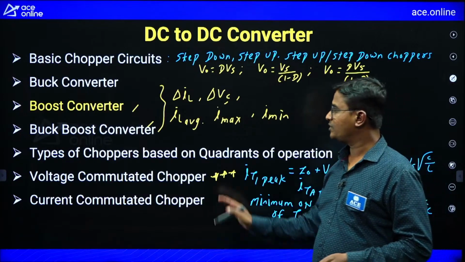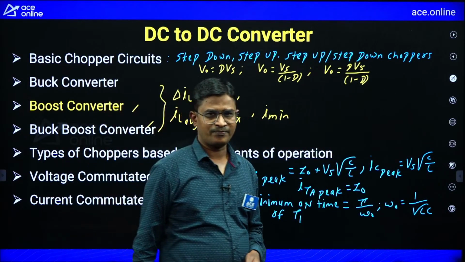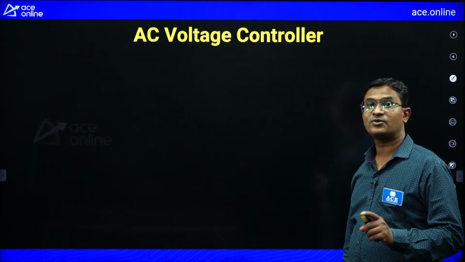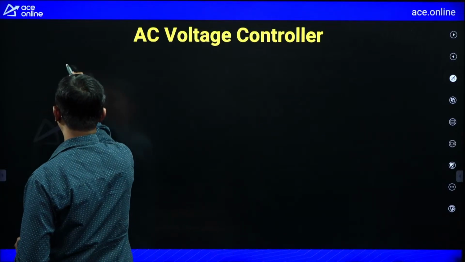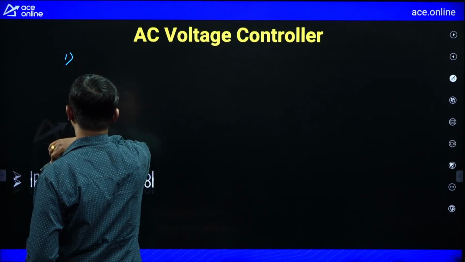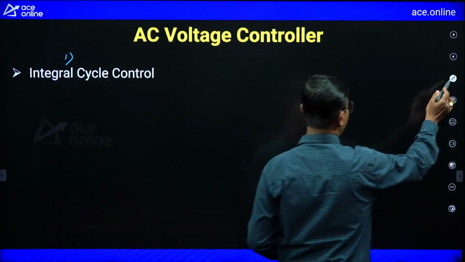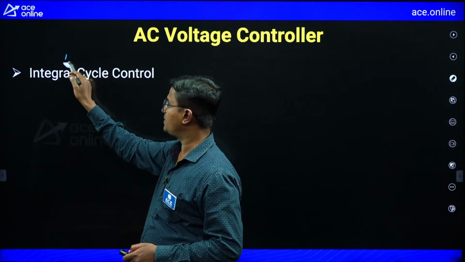All right. So these are the important bits from DC to DC converters. Next, the AC voltage regulator, also known as the AC voltage controller. In the AC voltage controller, we have only three circuits. The first one is integral cycle control. From that, I am writing the important expressions here.